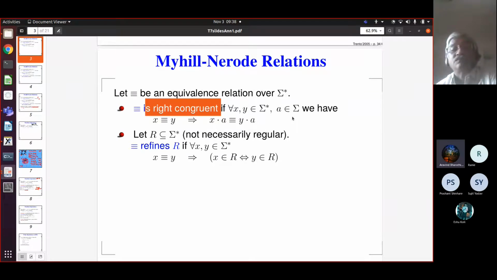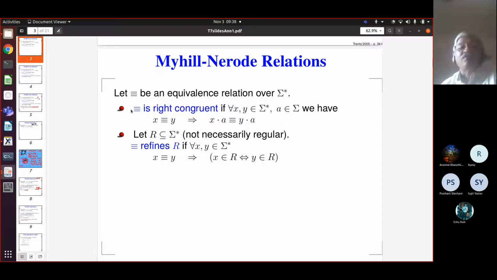Yes, so this is a more refined variant of that. So many kinds of different equivalences will actually be right congruent. In particular, if you have, for example, no word equivalent to any other word, so it is only equivalent to itself. This is also an equivalence relation, right?